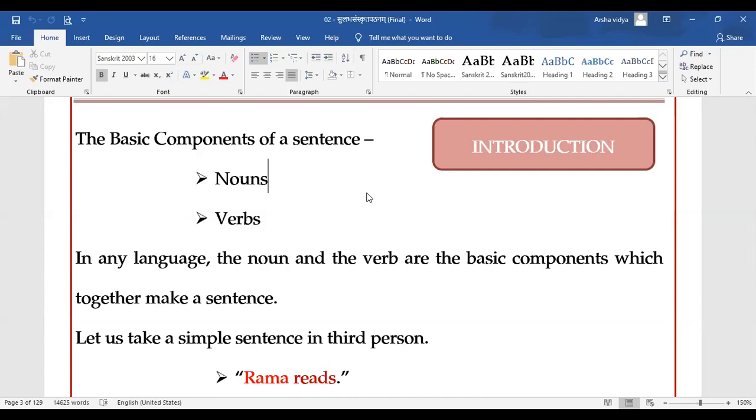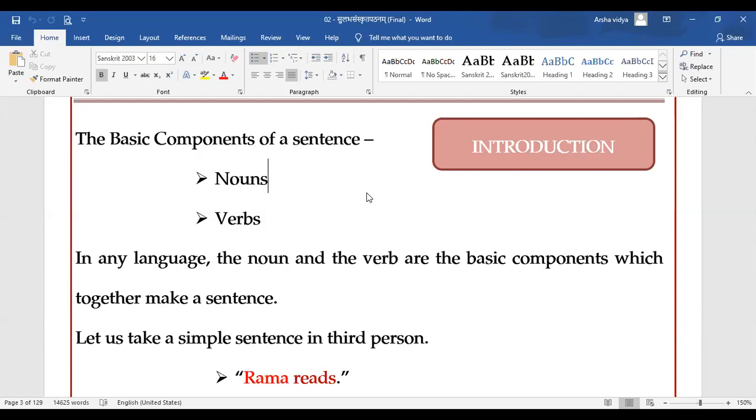There are two important components. The main important component is the verb. A sentence definitely must mention some action. Even when you say, this is a tree, you may say there is no action in that. No, but the verb is there. The verb is asti.